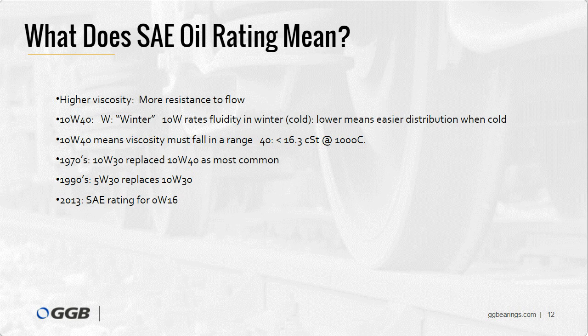In the 70s, just to talk about the scale, 10W30 became more common. In the 90s, 5W30, and in 2013, SAE developed a rating for 0W16. And some may know very well that viscosities of oil have been going down as greater desire for fuel economy has driven that. Because if you remember, we said a few minutes ago that friction can be driven by shear of the oil. So since in the engine we have a fluid film at the surface between the cylinder and the piston ring, the shear of that oil and its viscosity means a lot as far as the fuel economy of your vehicle.